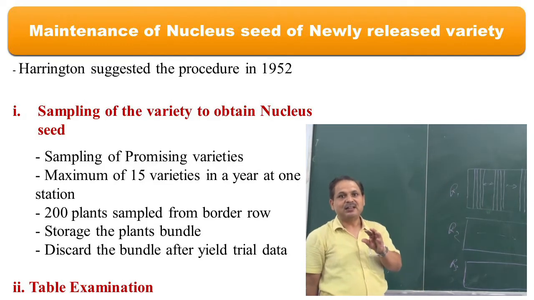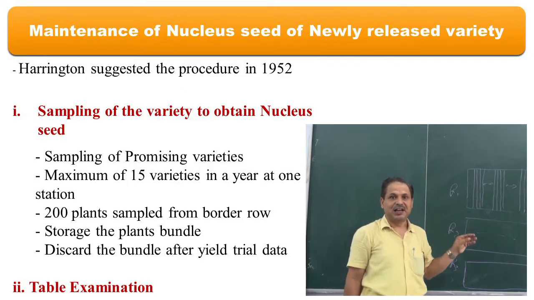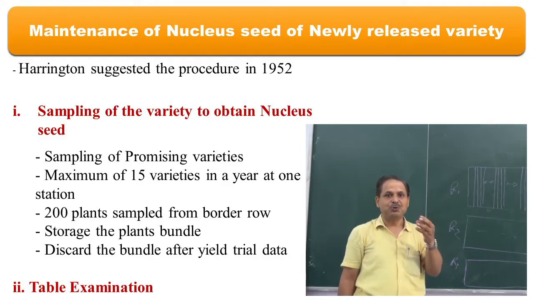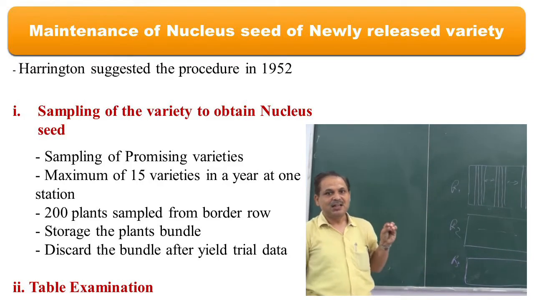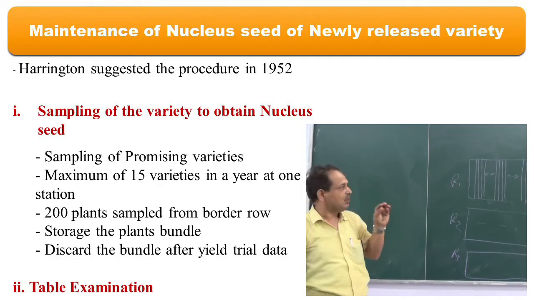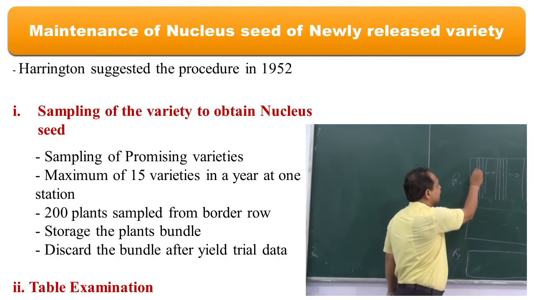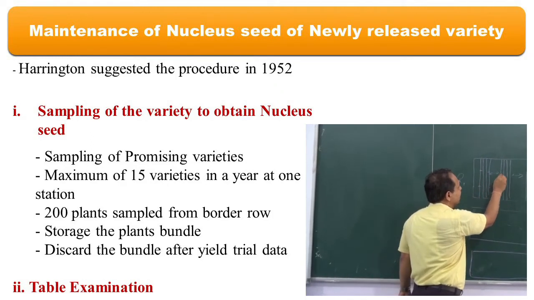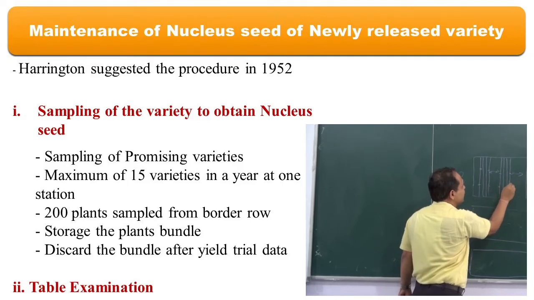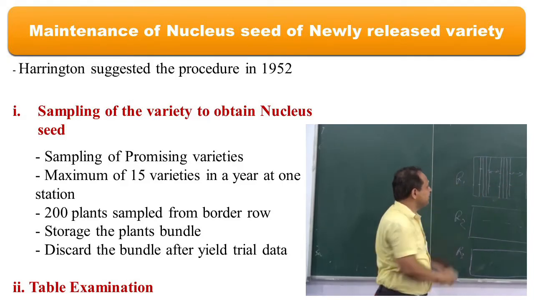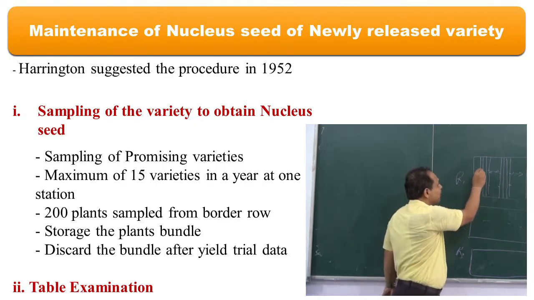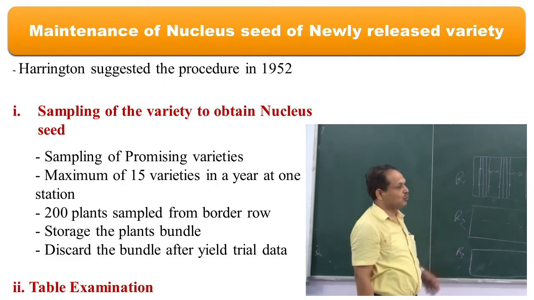So we conduct the replicated yield trial, and at maturity, when the crops are going to mature, we harvest a 3 meter row. We harvest the plants from the 3 meter central rows, leaving the border rows. Suppose this row is 5 meters in length; then we take into account the 3 meter central portion.